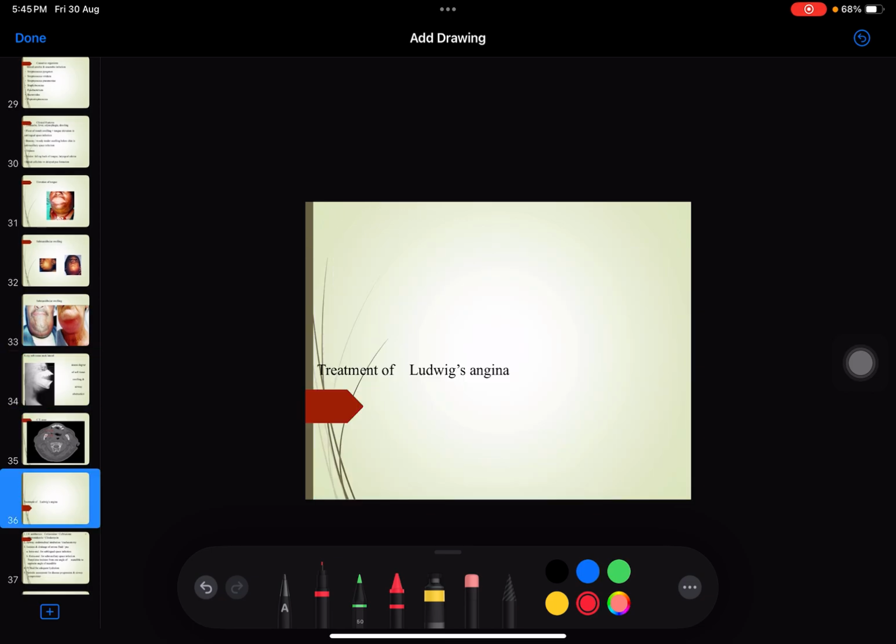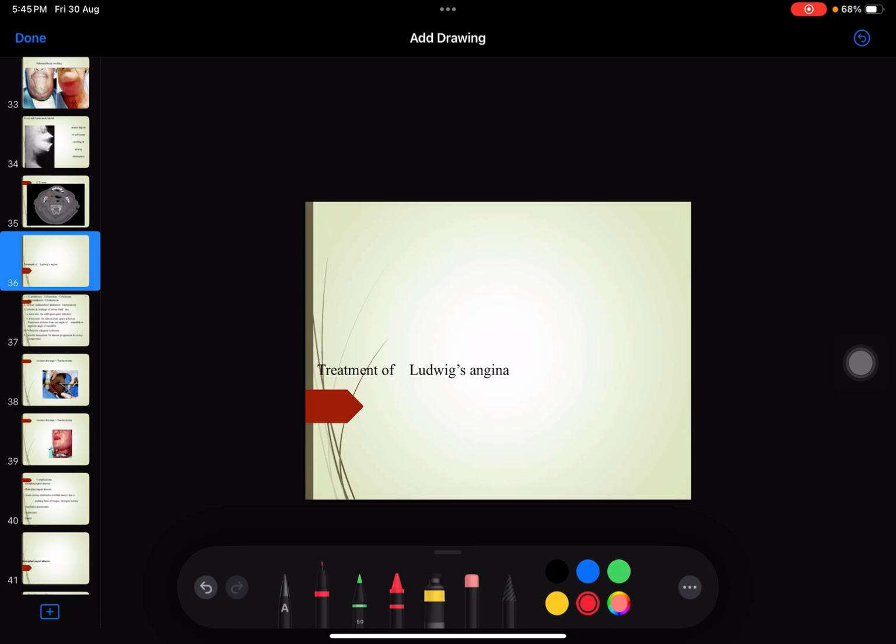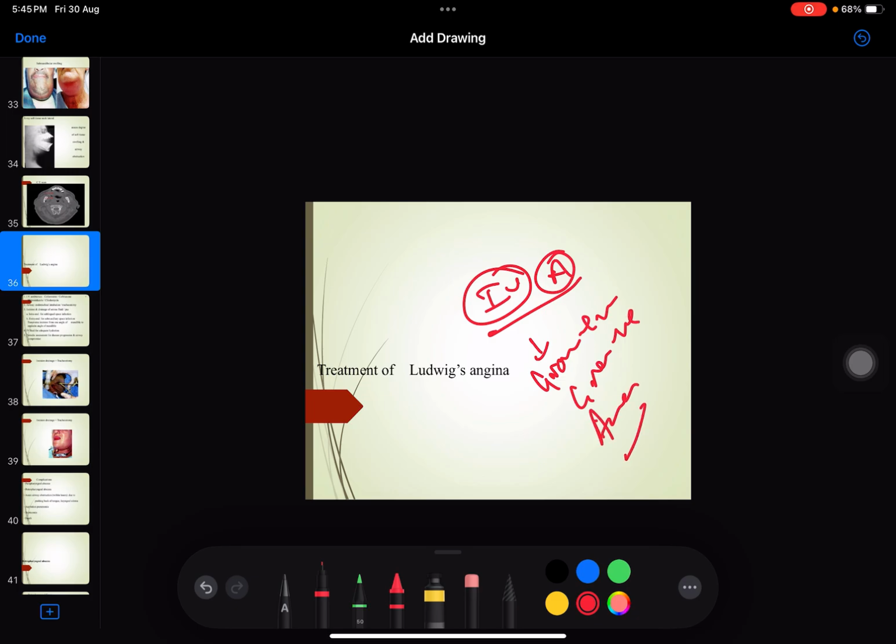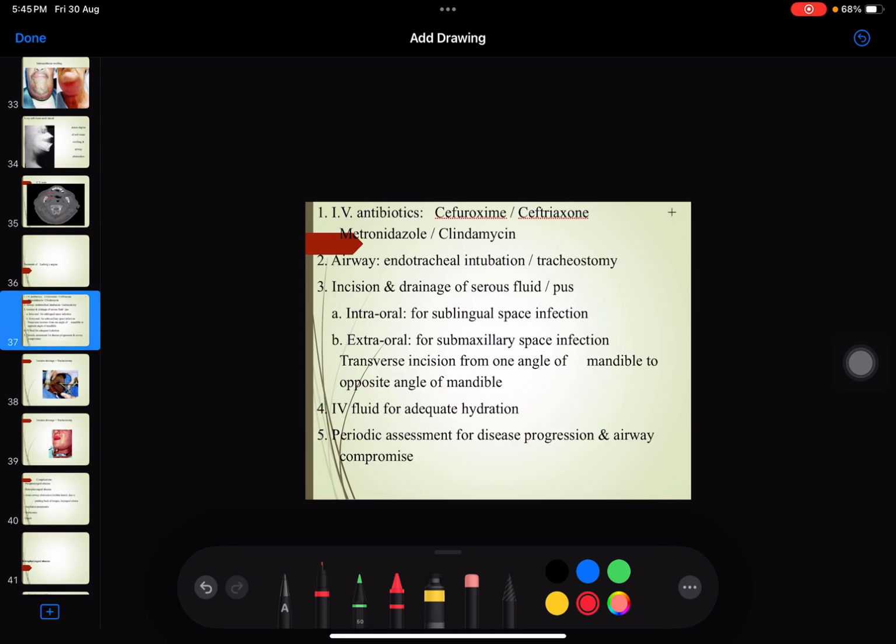Okay, so what is the treatment? First of all, you will give IV antibiotics. IV antibiotic coverage is very important, and here you will cover all the important organisms, that is gram positive, gram negative, and your anaerobes. So IV antibiotics must be given: cefuroxime, ceftriaxone, metronidazole, clindamycin, and endotracheal intubation if it can be done, go for it. If not, go for tracheostomy.